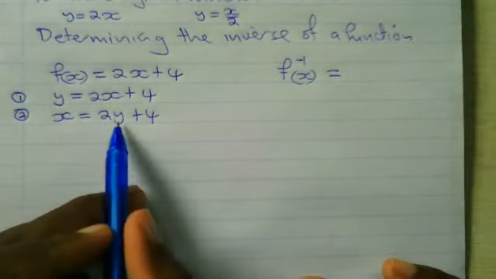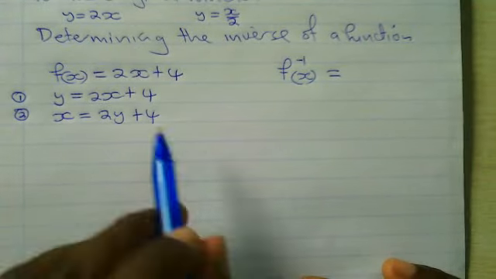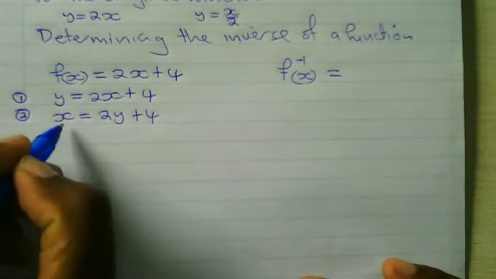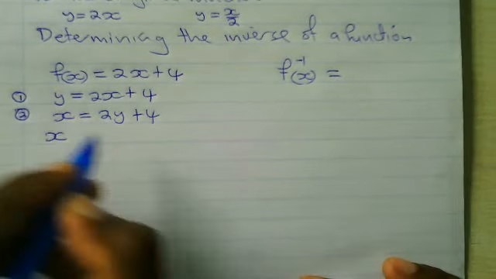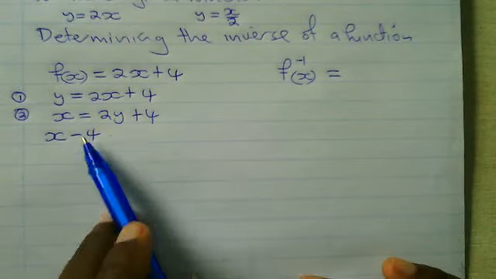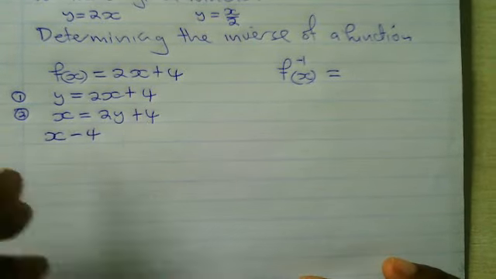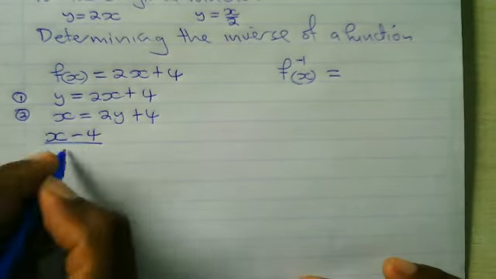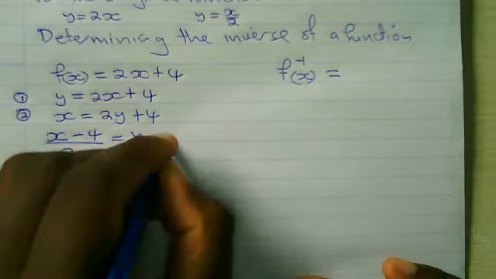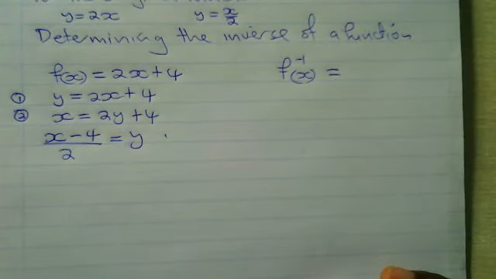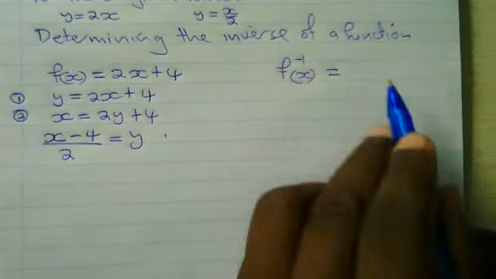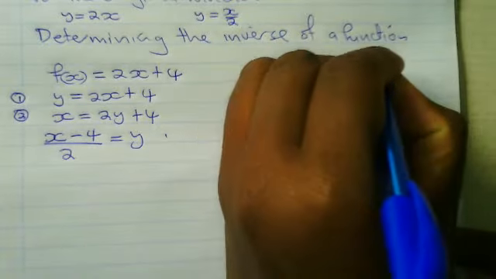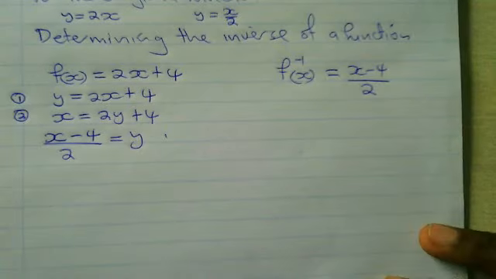And then the third step, you need to make y the subject of the expression by taking this 4 to the left and the 2 also to the left. So x minus 4, the inverse procedure of adding 4 is subtracting 4, and then the inverse procedure of multiplying by 2 is dividing by 2, and then we are left with y. So this is the inverse. The inverse of this function is x minus 4 all over 2.